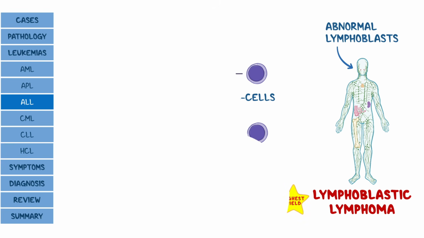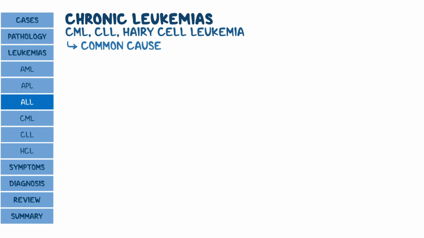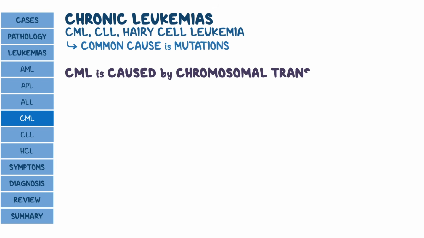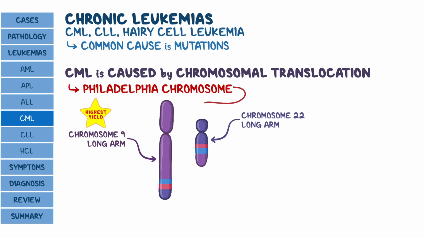Alright, now let's switch gears and talk about chronic leukemias, CML, CLL, and hairy cell leukemia. The most common cause of chronic leukemias are mutations, just like in acute leukemias. Now, it's also important to remember for the exams that CML is most commonly caused by a particular chromosomal translocation that results in a Philadelphia chromosome. And that's where a portion of chromosome 9's long arm switches with a portion of chromosome 22's long arm. This results in a modified chromosome 9 and modified chromosome 22, and it's the chromosome 22 that is called the Philadelphia chromosome.